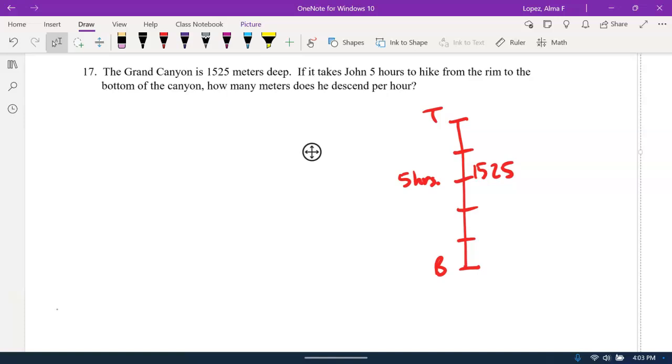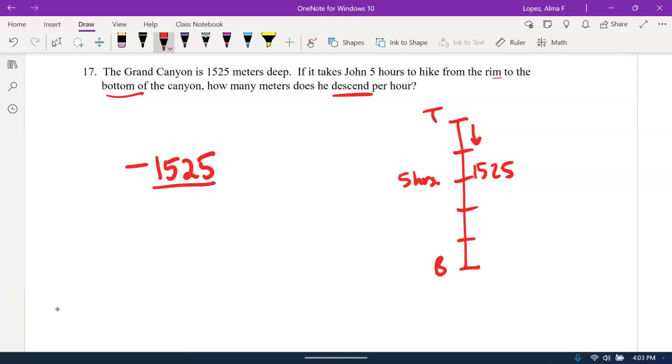But again, he runs from the top, from the rim to the bottom. So descending. So he's going down. So that means by the time he gets from the top to the bottom, he will have run 1,525 meters. But I want to know how much he does per hour. So I'm going to divide it by the 5 hours.